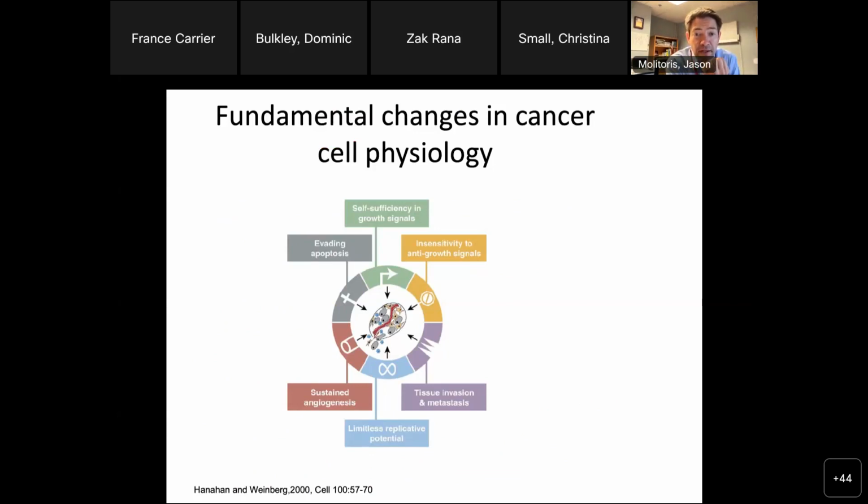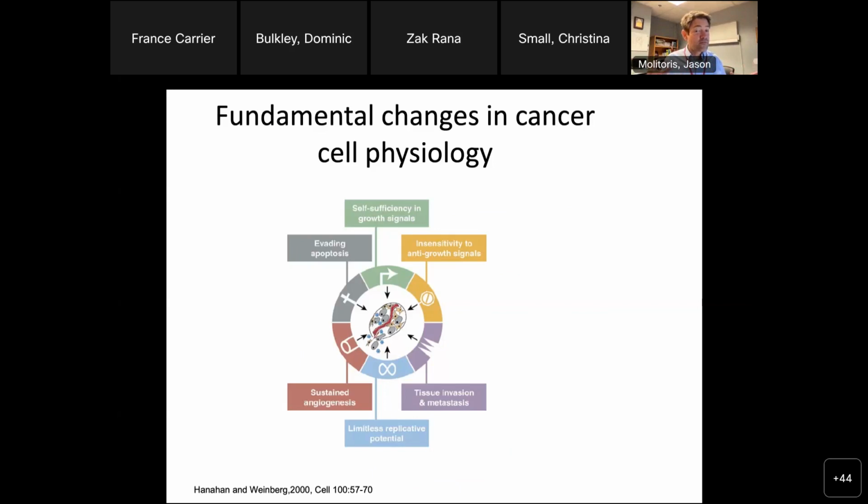The six fundamental characteristics of tumor cells are highlighted on this sheet. They have to be self-sufficient. They have to be insensitive to external stimuli. They have to have the ability to invade and/or metastasize. They have to be able to replicate without senescence. They need to be able to recruit blood vessels, and they need to be able to avoid internal and external signals that would tell them they should undergo apoptosis, or cell death. So these are the six fundamental properties.